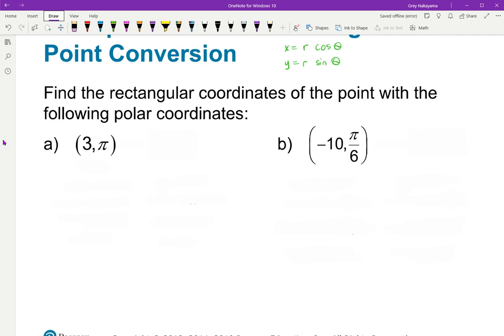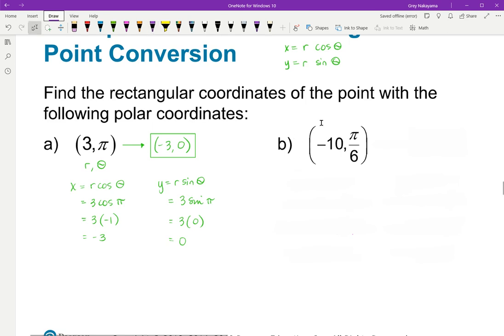Okay, so I'm starting off with 3, pi. That's r, and that's theta. So my formula says x equals r cosine theta. So r is 3 and theta is pi. And the cosine of pi is -1. So that means x is going to equal -3. Now I'm going to come up and say y is equal to r sine theta. So I'm going to plug in r is 3, theta is pi. What is the sine of pi? 0. And there I have 0. So 3, pi in rectangular coordinates becomes -3, 0.